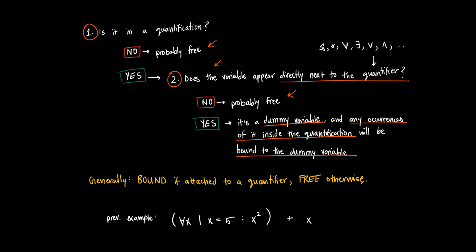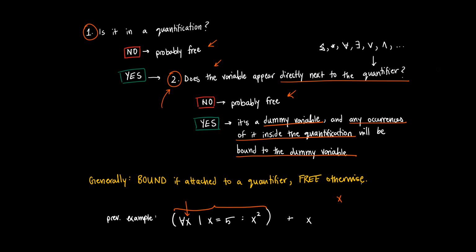So if we go back to that example from earlier, we can take a look at this and identify, okay, this right here is our quantification, and everything over here is outside of our quantification. So let's take a look at the variable x, and let's determine whether or not x is free or bound. So looking inside the quantification, this x is inside the quantification, which means that we need to move on to ask ourselves this step.